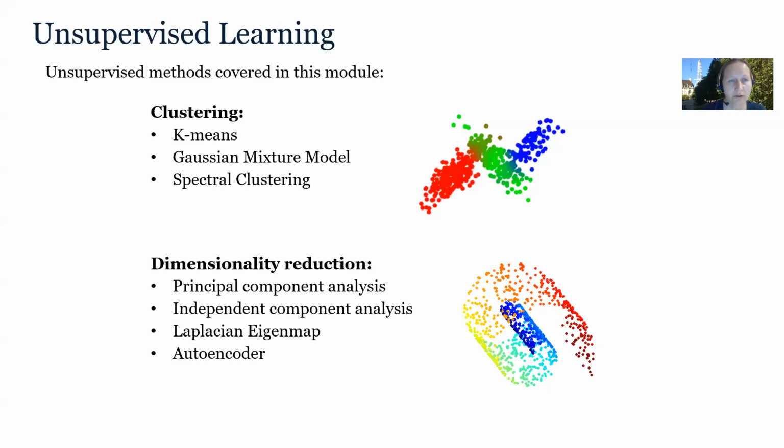Here is the list of unsupervised machine learning methods covered in this module. You are already familiar with k-means clustering, and we will add Gaussian mixture model and spectral clustering. For dimensionality reduction, we will cover principal component analysis, independent component analysis, Laplacian eigenmap, and autoencoder. Autoencoder is a type of neural network. So you can see that neural networks are capable of implementing different machine learning tasks.